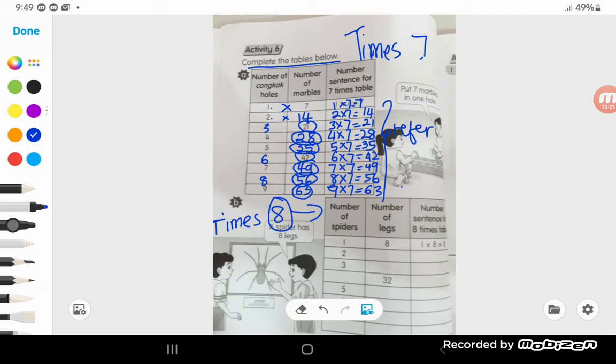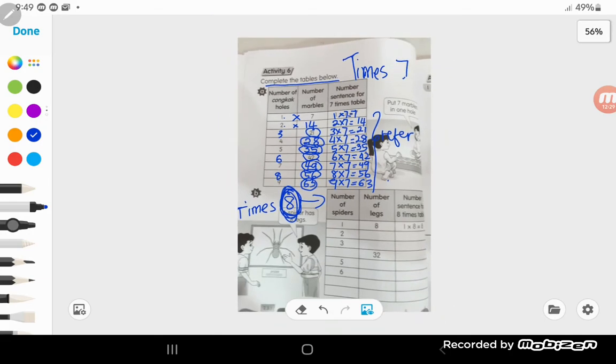Okay. So this one is times 8. Sifir 8. This one is about sifir 8. Okay. You do it yourself. I already taught you how to do this one. This one is the same as this. Sama macam ini. Okay. Same. You do it inside the boxes there.